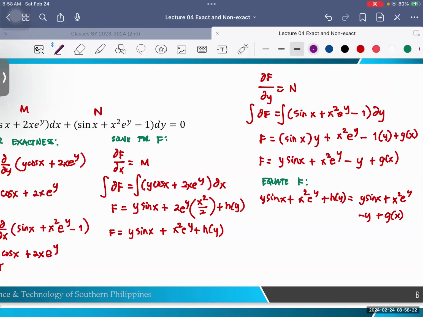Okay, cancel no? Same term, cancel na siya. X squared e to the y, cancel pod. So that means, unsa man ang nakita? Ang h of y na to class, unsay function of y nga nasa right side, that is the negative of y. Okay? G of x, unsay nakita nato sa left side, wala tay function of x sa left side, no? So this will be 0.